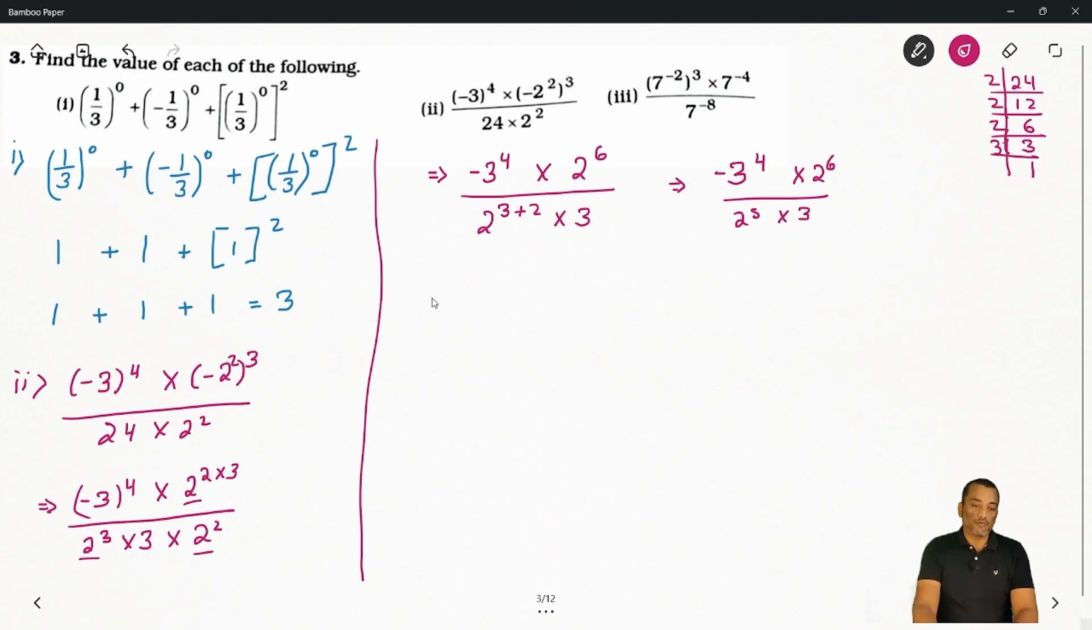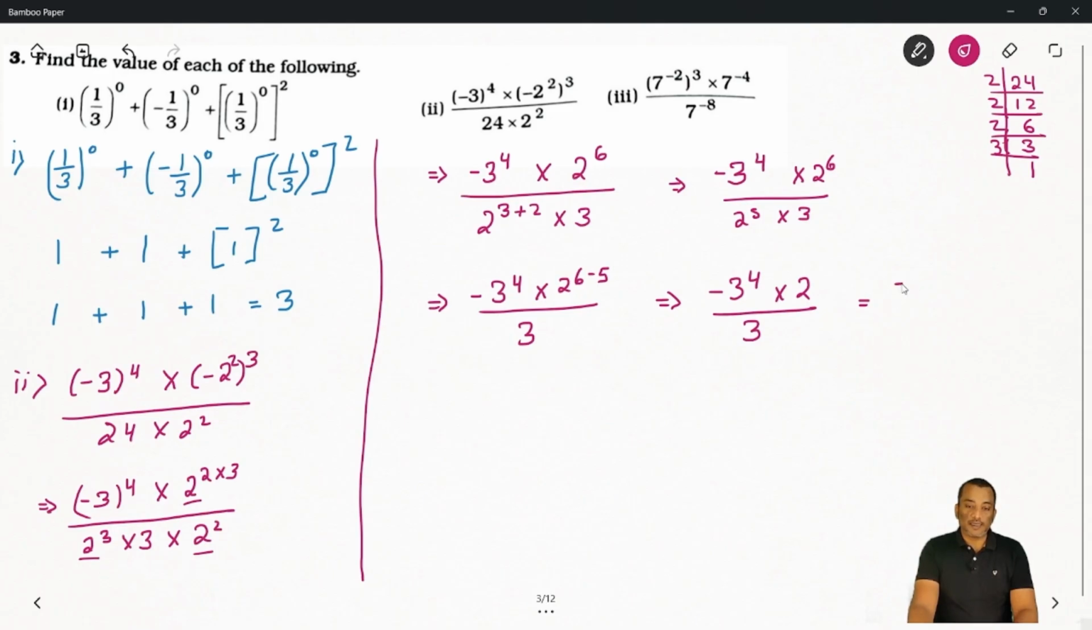Okay, now we have to apply the quotient law for 2. So quotient law, so negative 3 to power 4 times 2 to power 6 by, here you can apply this one, it is equal to 3 times negative 5. Okay, so how much will you get? So you will get negative 3 to power 4 times 2, okay, by negative 3. So you can see this one. Now we can solve this one.